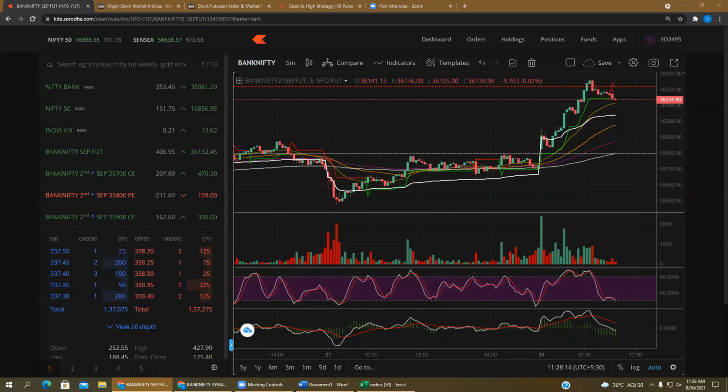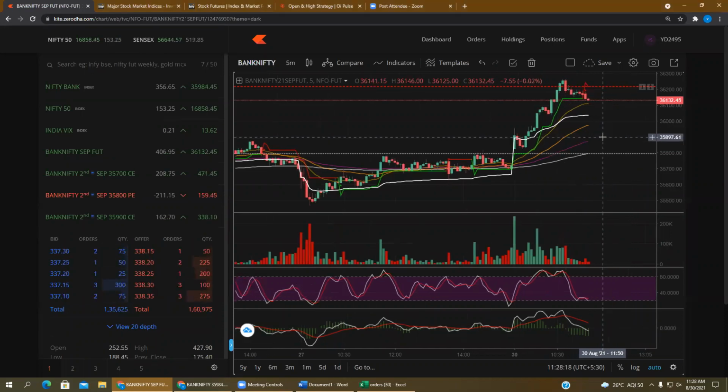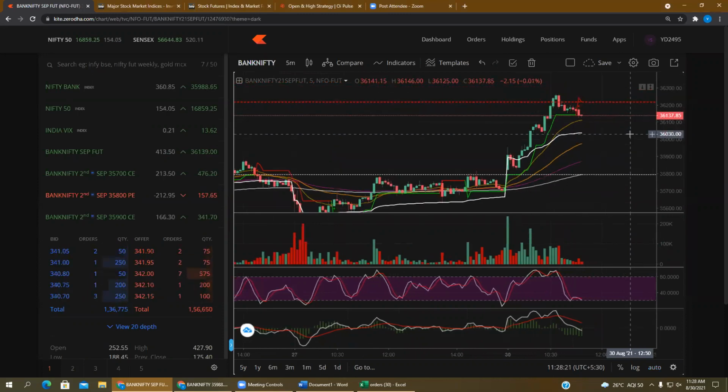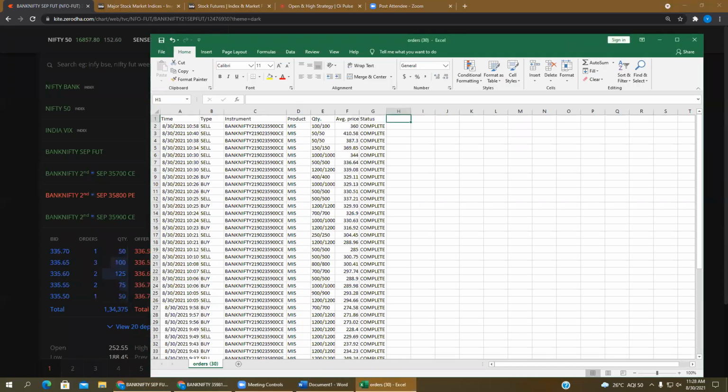Whenever I'm taking a trade, I have a defined risk that I'm ready to take, and I have a defined target that I'm looking at. If you see from morning, whenever I'm taking a trade, I'm telling you the stop loss, and I'm telling you my target also. Trading journal is simple. Give me 1 second.